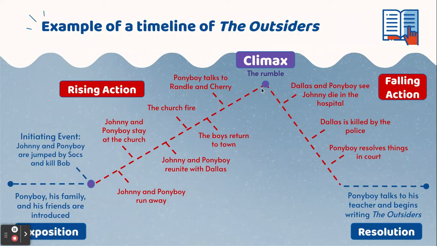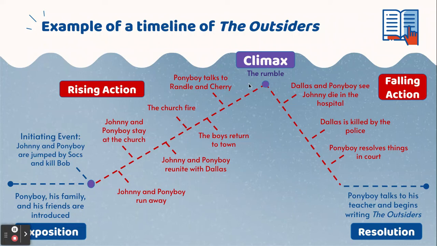The rising action consists of many different events. It starts off with Johnny and Ponyboy running away, and then continues with Johnny and Ponyboy staying at a church. Then Johnny and Ponyboy reunite with Dallas. And then we see the church fire in which Johnny is hurt. The boys return to town, and then Ponyboy talks to Randall and Cherry before the rumble.